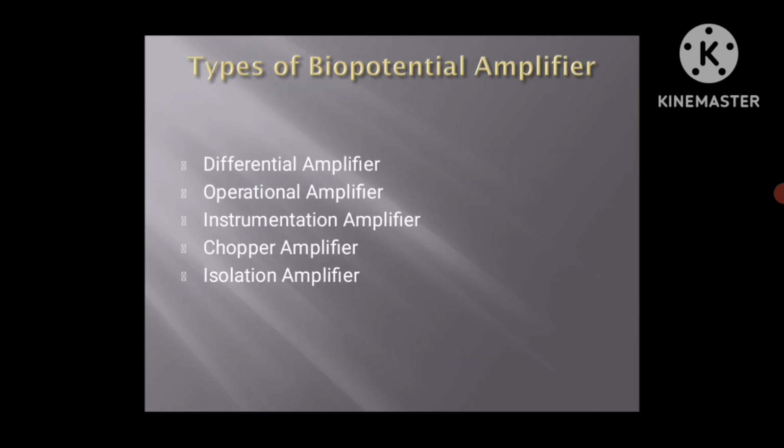What are the types of biopotential amplifier? There are different types of biopotential amplifier: differential amplifier, operational amplifier, instrumentation amplifier, chopper amplifier and isolation amplifier.